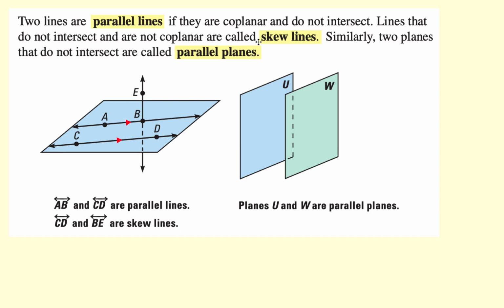Skew lines, on the other hand, do not meet also, but they are not on the same plane. So line CD and line EB are what we call skew lines because they don't meet, but they're not on the same plane. Parallel planes are planes, again, that do not meet.